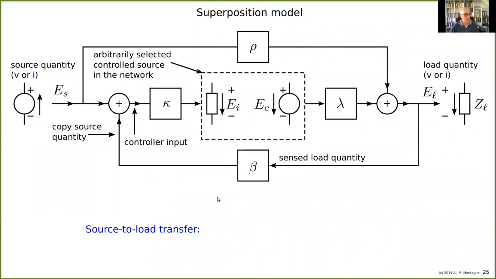So then we can write down the source to load transfer, knowing all this stuff. We can say the source to load transfer is EL over ES, and you can just use this model and calculate from the previous matrix equation and the loop gain reference that the source to load transfer will be given by this. And then we substitute A lambda beta kappa equals L, and then you find something like this: rho minus 1 over beta minus L, divided by 1 minus L. That is the source to load transfer.